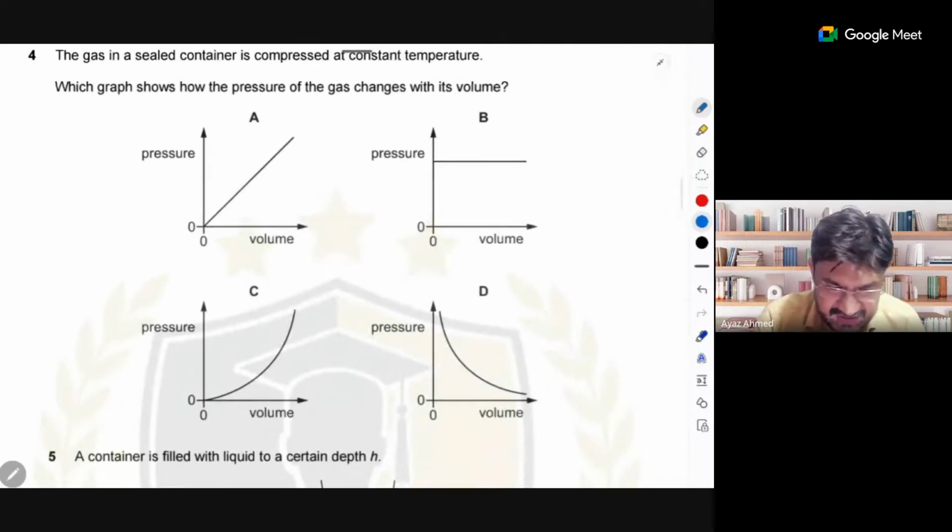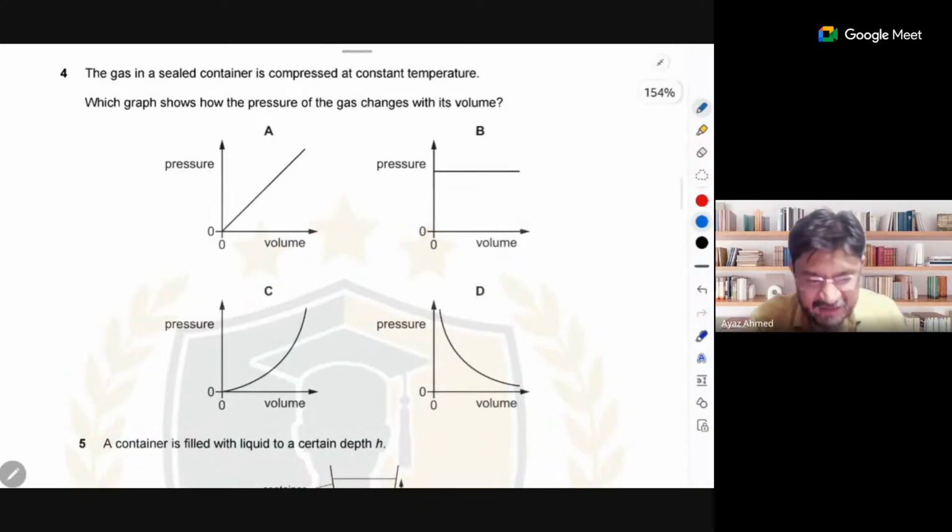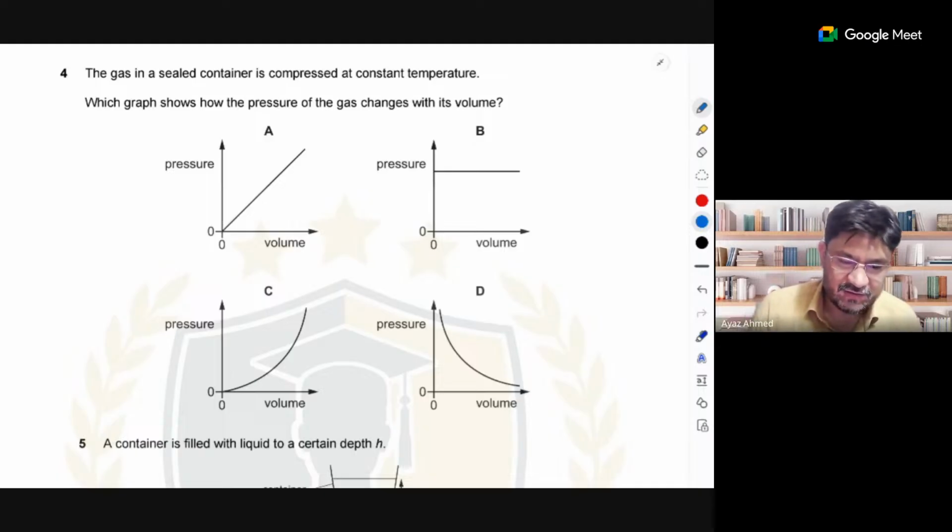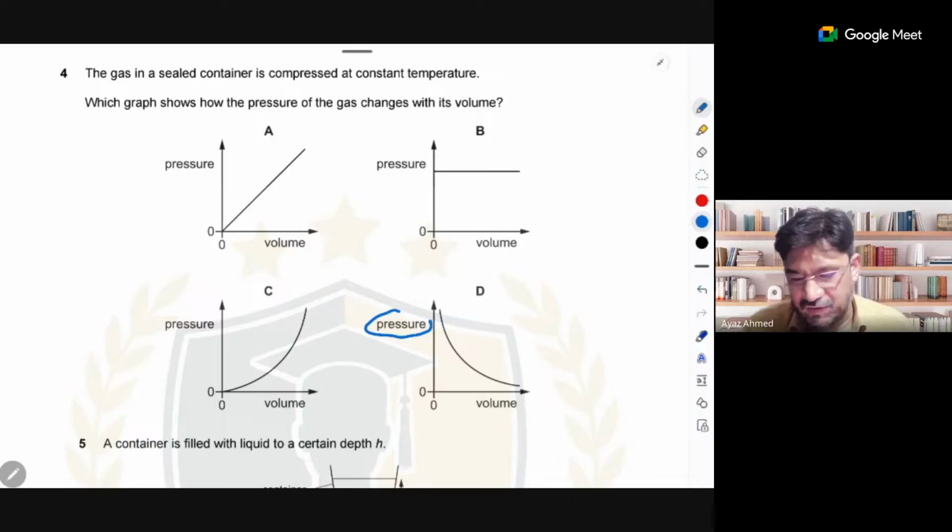The next question is, a gas sealed in a container is compressed at constant temperature. Which graph shows how the pressure of the gas changes with volume? So pressure and volume are inversely proportional. I told you about that. This is a very common point. So D is the right option.